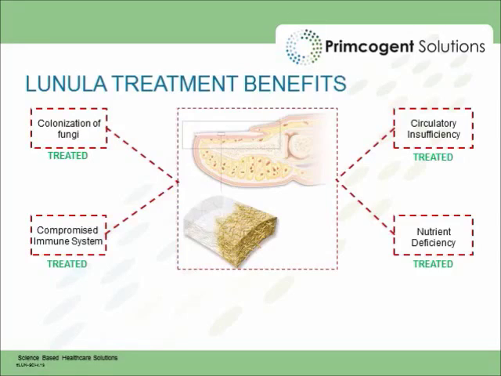So you can see here once again, improved blood flow delivers more immune cells, so the compromised immune system is treated. Circulatory insufficiency, obviously increasing the blood flow addresses that. And then nutritional deficiencies, knowing that increased blood flow has occurred, that means more nutrients and oxygen is going to be delivered to the tissue. All of these components collectively allow Lunula to successfully address the colonization of the fungal pathogen.